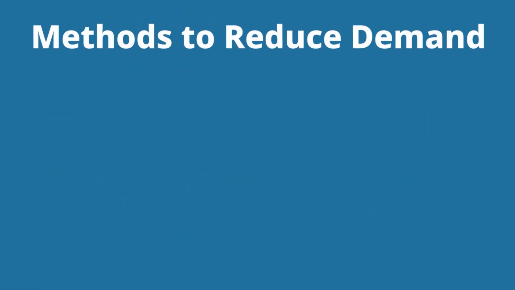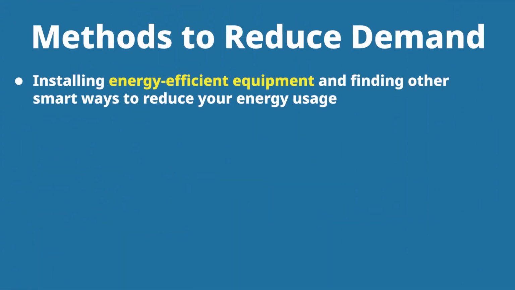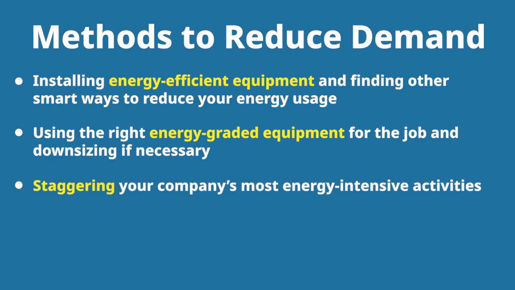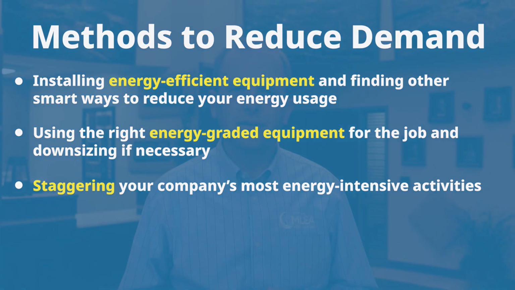Now that we've discussed what demand is and why we charge for it, let's look at some of the options you have to reduce your demand. Some of these methods include installing energy efficient equipment and finding other smart ways to reduce your energy usage. Using the right energy graded equipment for the job and downsizing if necessary. Staggering your company's most energy intensive activities.